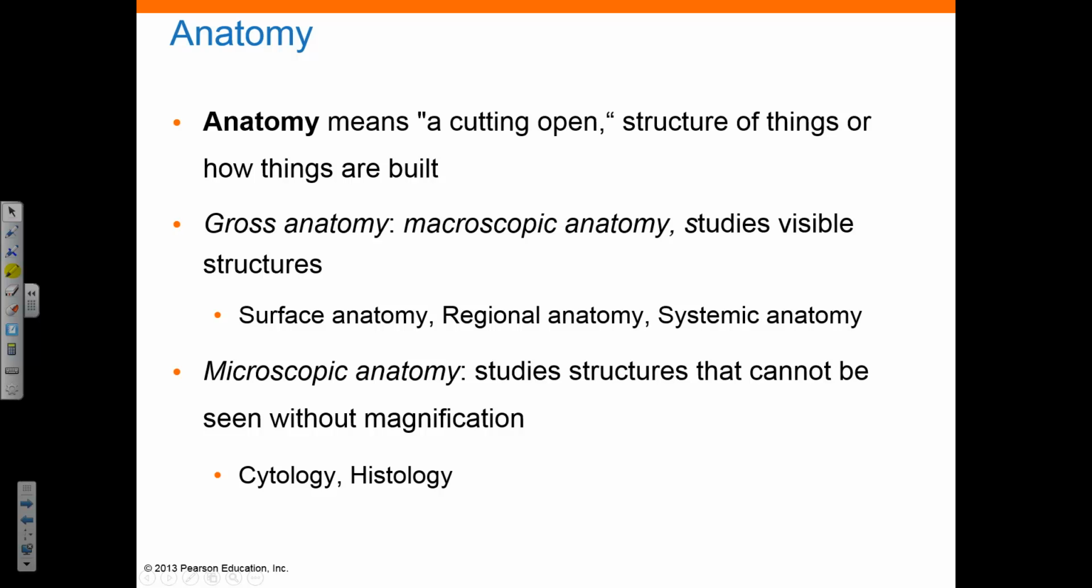In addition to gross anatomy, microscopic anatomy is also studied. Microscopic anatomy refers to structures that cannot be seen without magnification. Tools such as light microscopes and scanning electron microscopes allow for the study of microscopic structures. Cytology and histology are both areas of study that examine microscopic anatomy. Cytology is the study of internal structures of cells, and histology is the study of tissues, groups of specialized cells.